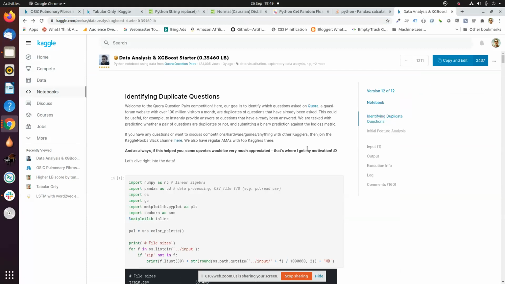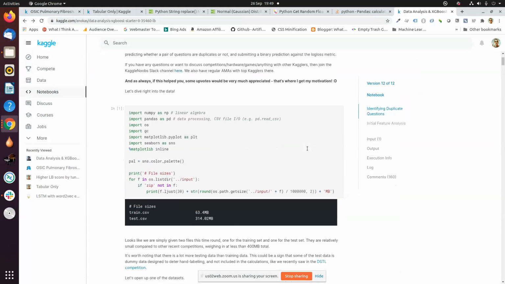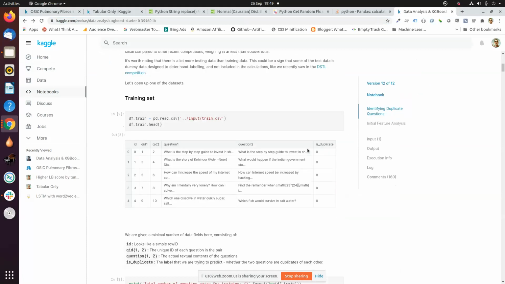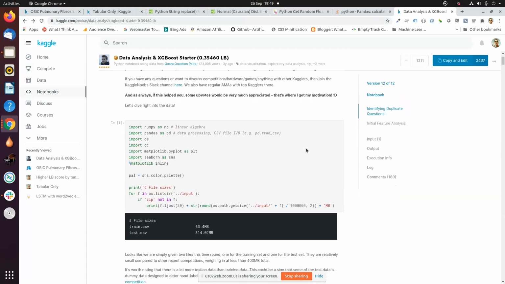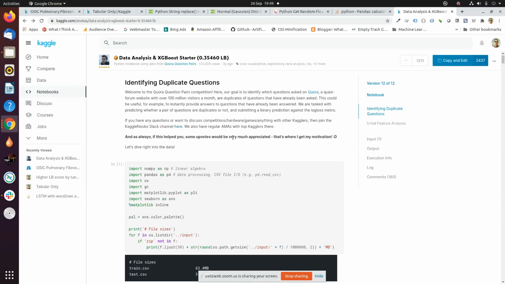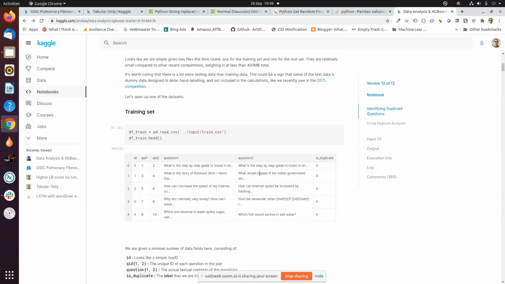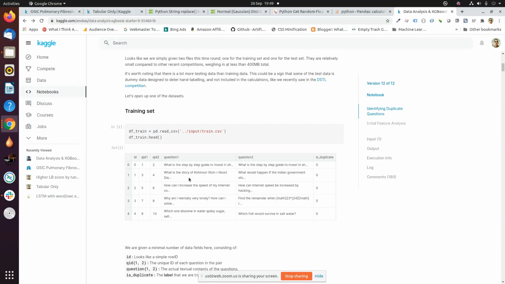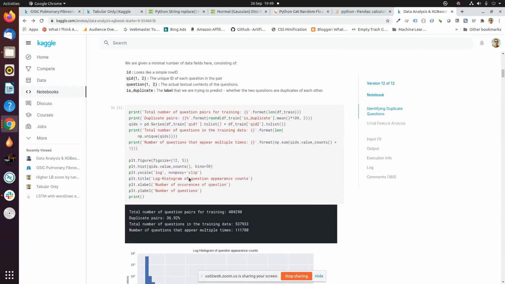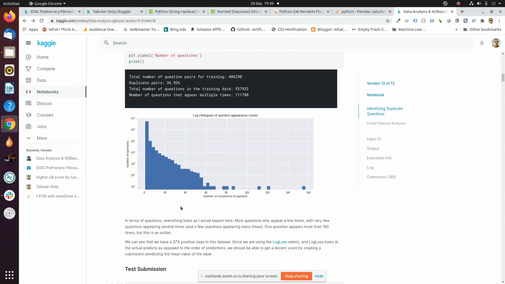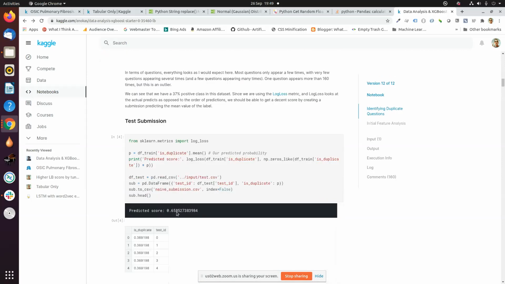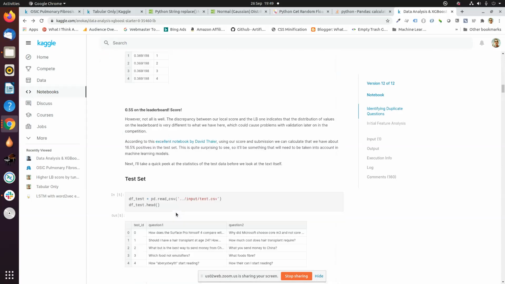This is just one of the top notebooks in the competition. Basically, it's got a good explanation of the problem and what exactly you're trying to achieve, and then, as Gautam had, it shows you the questions and looks at the training set, and then it's got a lot of graphs analyzing what's in the training set and what's in the test set.